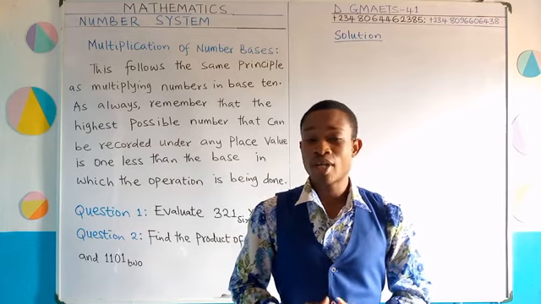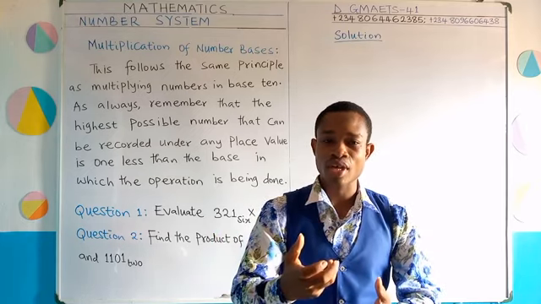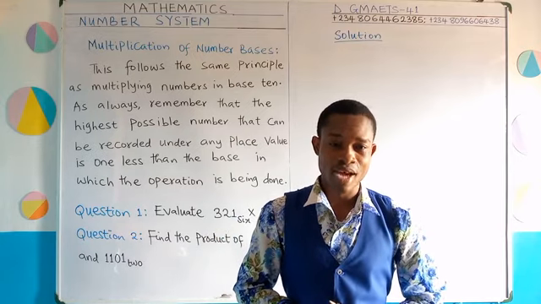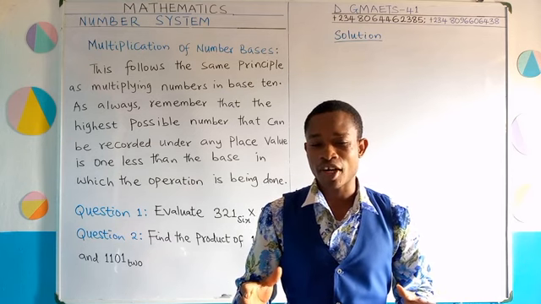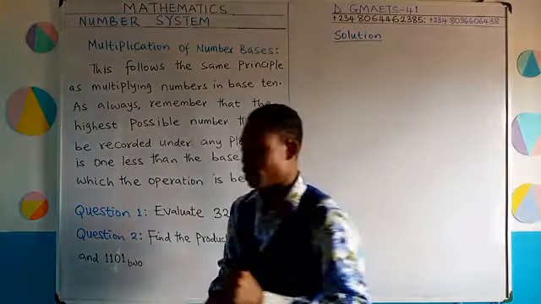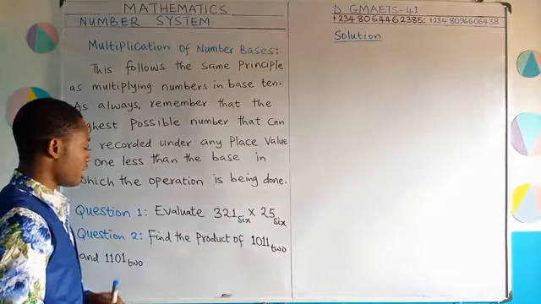You can only record numbers that are less than the base in which the calculation is being carried out. Now, I'm not going to talk much introducing this because you already have the secret, the key to solving problems on multiplication of number bases. We have two questions on the board that I'm going to use to show you how you handle problems involving multiplication of number bases.